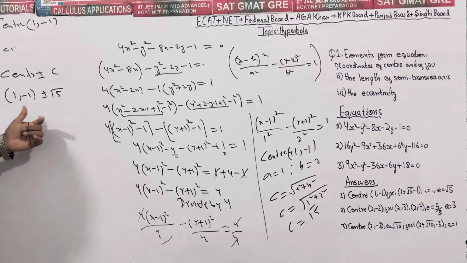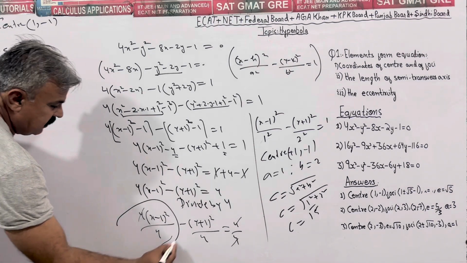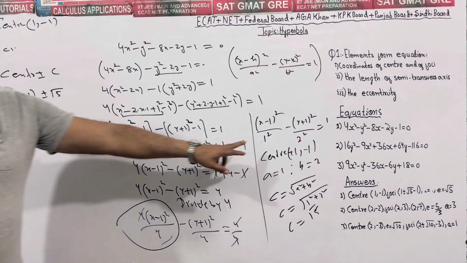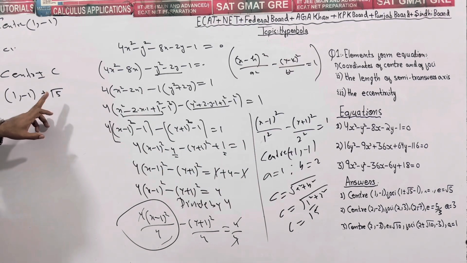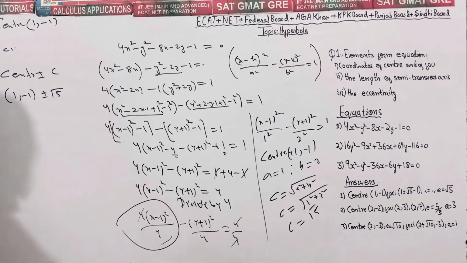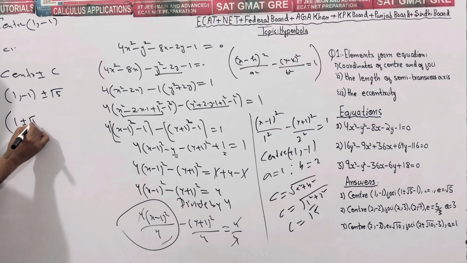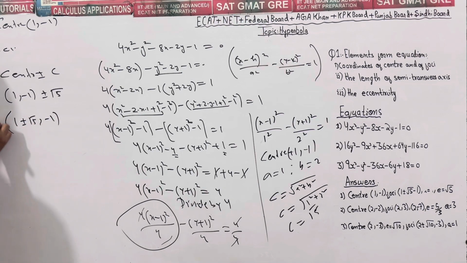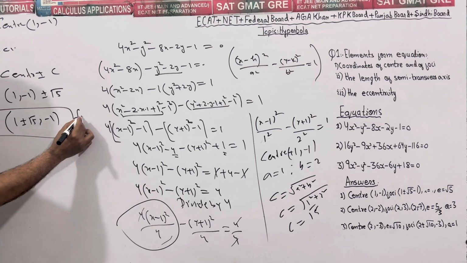A question arises where we have to add either both coordinates x and y or either of them. Look at this: the transverse axis is along the x-axis. We add as well as subtract in the x coordinate according to the transverse axis. So 1 plus minus root 5, and minus 1. These are the coordinates of our foci.